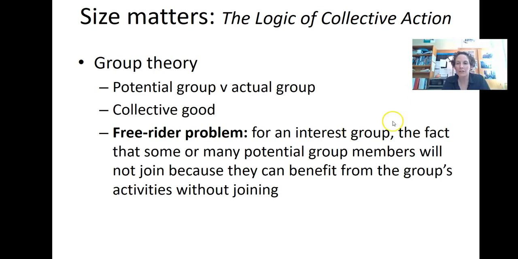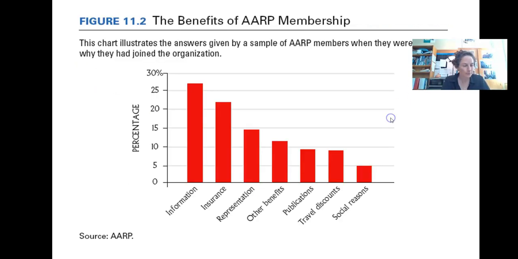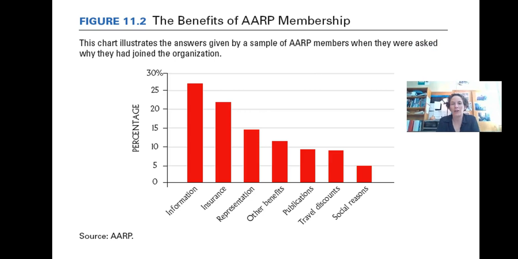All right, so how do you negate this problem? One way to overcome it, AARP has totally mastered, and it's called selective benefits. So AARP is our exception to the rule. When I say small groups function better, that is true with this exception because AARP is the largest interest group as far as numbers. And if you become an AARP member, you get all these benefits.